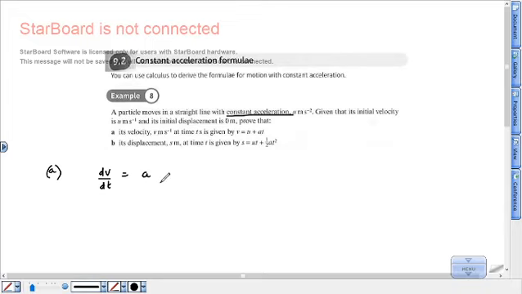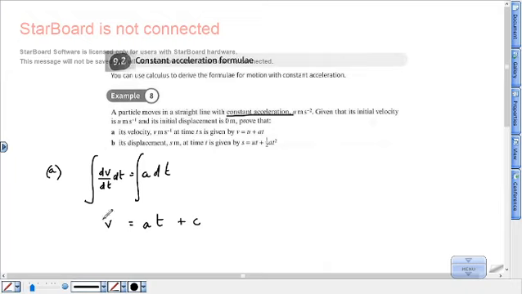Now, if I integrate both sides of this with respect to t, what I end up with is integrating that with respect to t and integrating that with respect to t. If you integrate dv by dt with respect to t, you end up with v. Integrate a with respect to t, bear in mind that is not a variable, it is just going to be at plus a constant of integration.